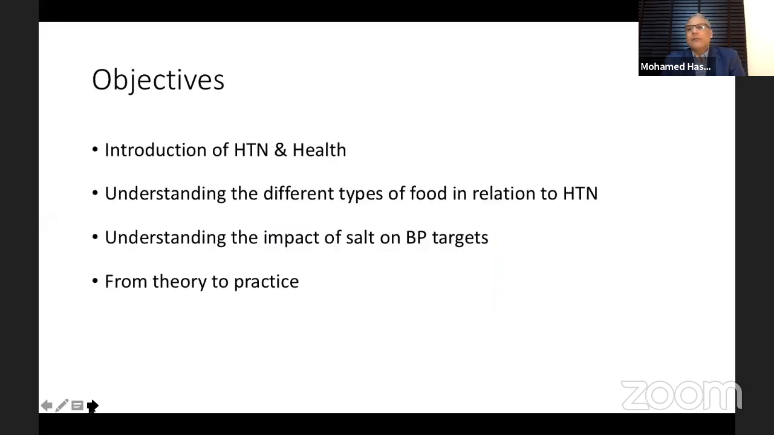So the objectives of my presentation are to look into a brief introduction, which I will keep very brief, as most of it is covered now. Then we'll look into understanding the different types of food in relation to blood pressure and hypertension specifically. Then we'll also address the impact of salt on blood pressure targets, and finally look at how we can convert the theory into practice in our everyday life.